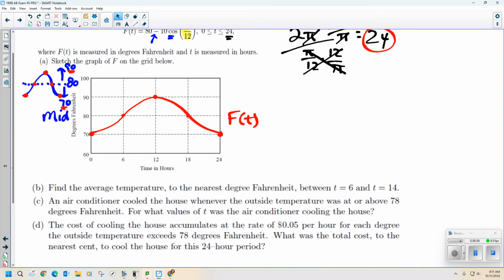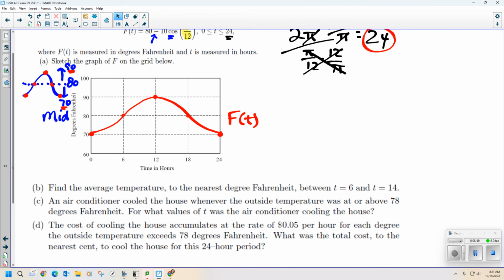All right, so find the average temperature to the nearest degree Fahrenheit between time 6 and time 14. Anytime they have us find an average, you are going to have to integrate. If it's an average rate of change, and let me stop and say this right now, you need to do change in y over change in x. It's the basic slope formula, like the Algebra 1 slope formula.